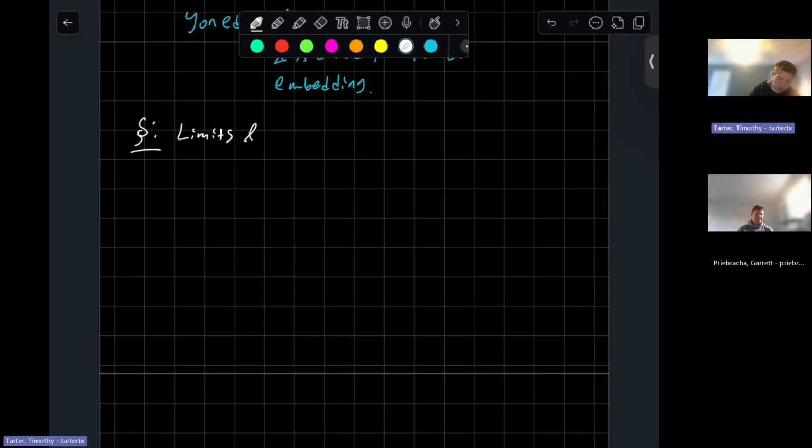So, limits and colimits. This is one of the sections that has actually confused me for a little while. I keep thinking I understand it, and I keep not entirely understanding it. Okay, starting off with some definitions.